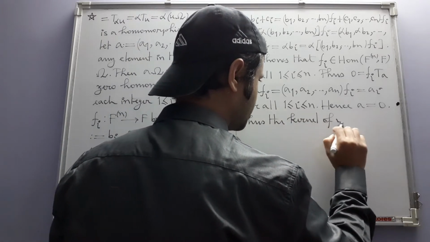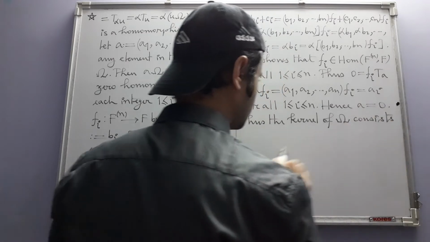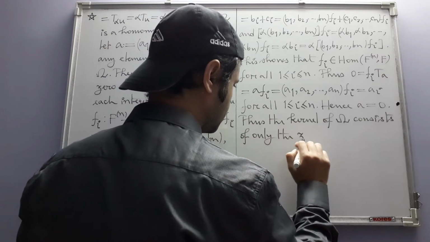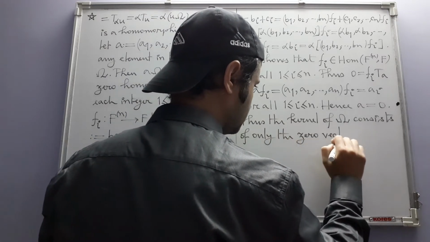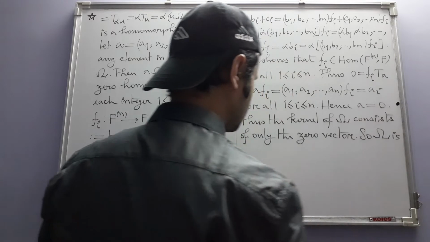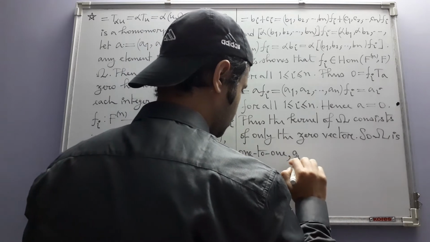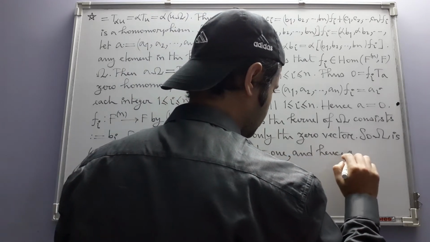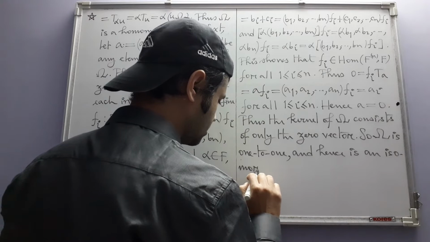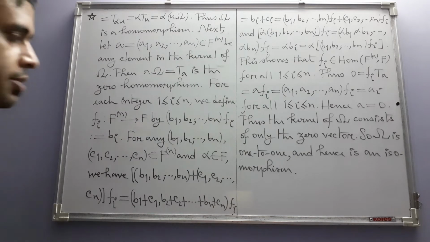Thus, the kernel of omega consists of only the 0 vector. So omega is 1 to 1, and hence is an isomorphism. Okay, so this completes the solution.